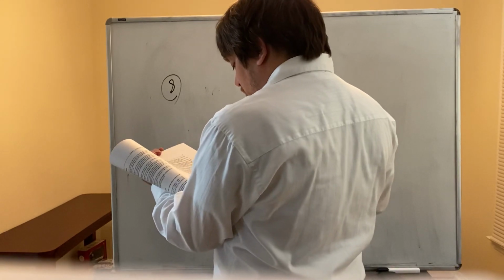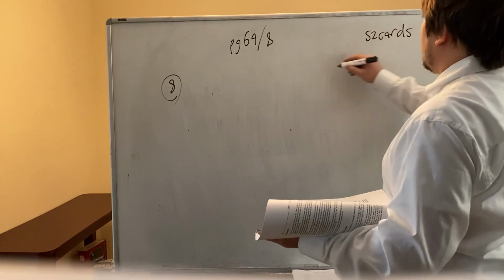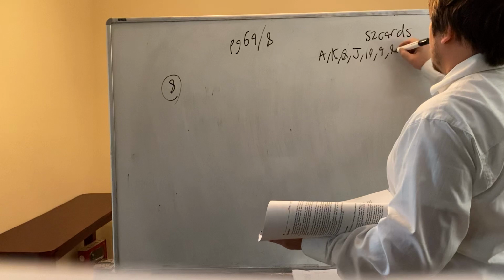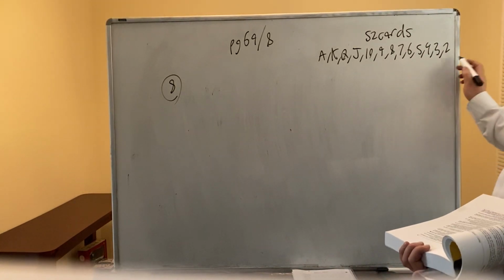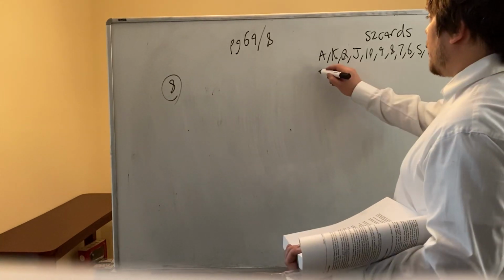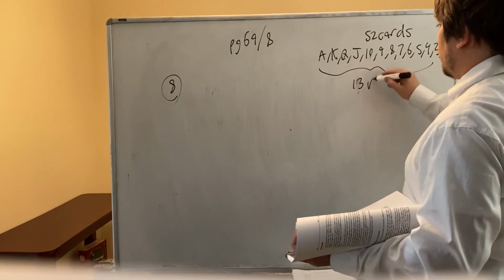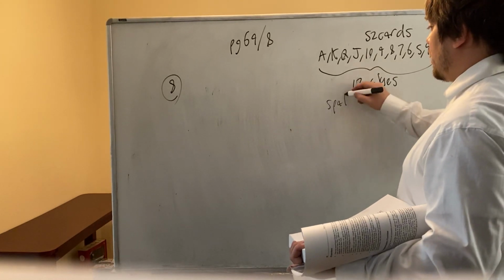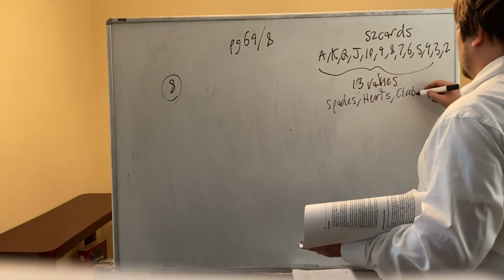Okay, so in a standard deck of 52 cards, you have the ace, king, queen, jack, 10, 9, 8, 7, 6, 5, 4, 3, and 2. And so those are the 13 different values. And then for each of those 13 values, there are 4 suits: the spades, the hearts, the clubs, and the diamonds.